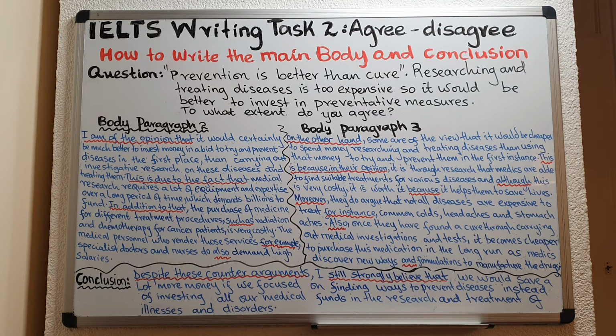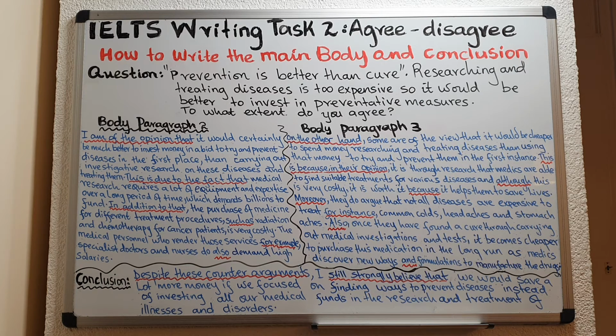So yes, at the beginning, it costs a lot of money to do the research, to find out the drugs, but once they have found them, then in the long run, it is cheaper to buy that medicine as medics discover new ways and formulations to manufacture those drugs. So that's how you write body paragraph 3. So body paragraph 2, you agree with it.